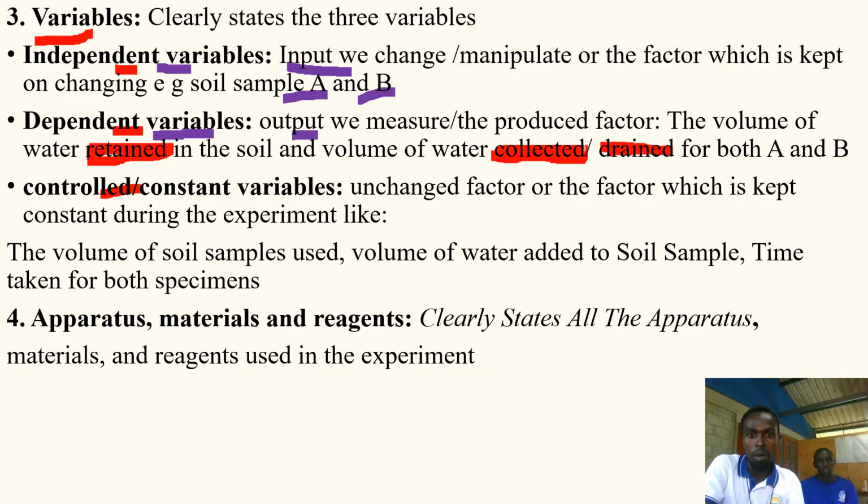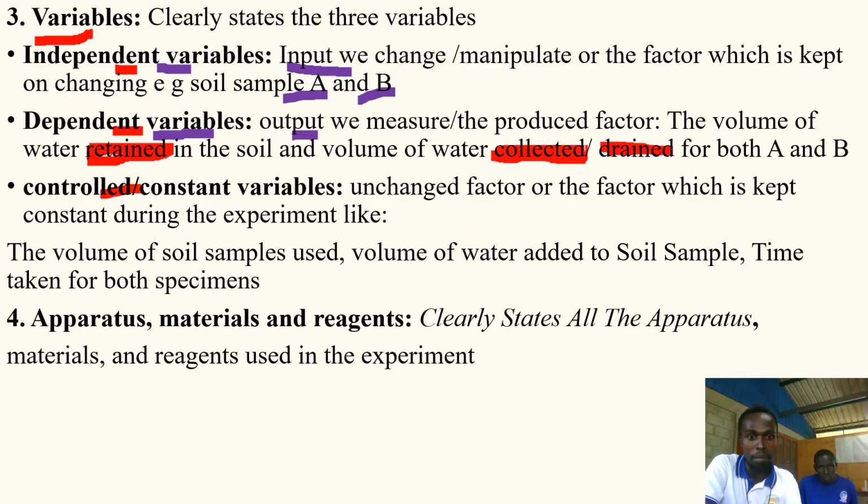Then we are going also to consider under the variables the controlled variables. Many times these are constants. Some books call it controlled, others call it constants, and they are unchanged factors. These are factors that are kept constant during the experiment. For example, time. If you're considering 10 minutes for sample A, then you consider the same 10 minutes for sample B. That one becomes a constant variable.